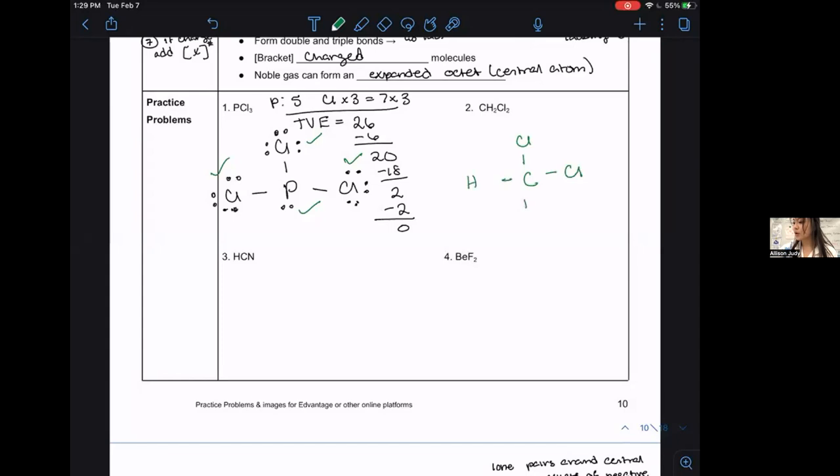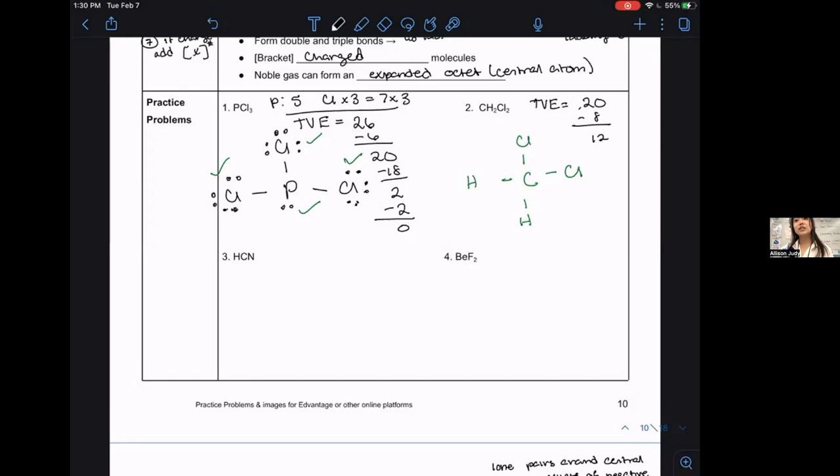Your total valence electron count was what, folks? 20. So you used up 8. You have 12 left. Hydrogen already has its duet. So you never, ever see hydrogen with lone pairs at your level of chemistry. So now we go around filling out the terminal.